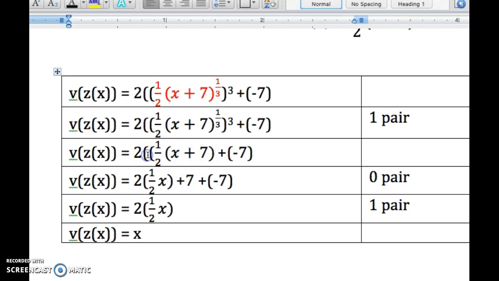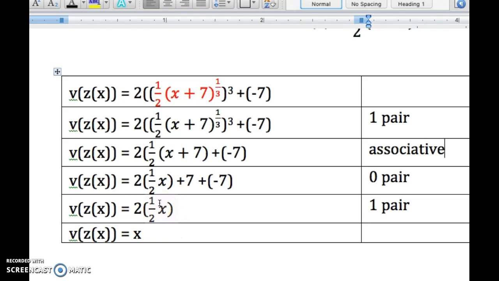And by simplifying it to this, I am able to also use the associative property to regroup the plus 7 plus a negative 7 to get the 0 pair. So I use the associative property to regroup that to get the 0 pair. And then I'm left with this expression.